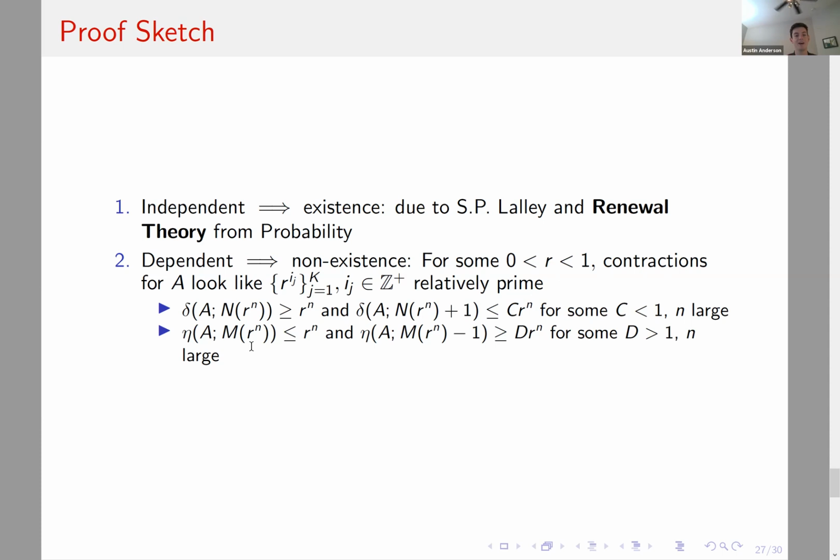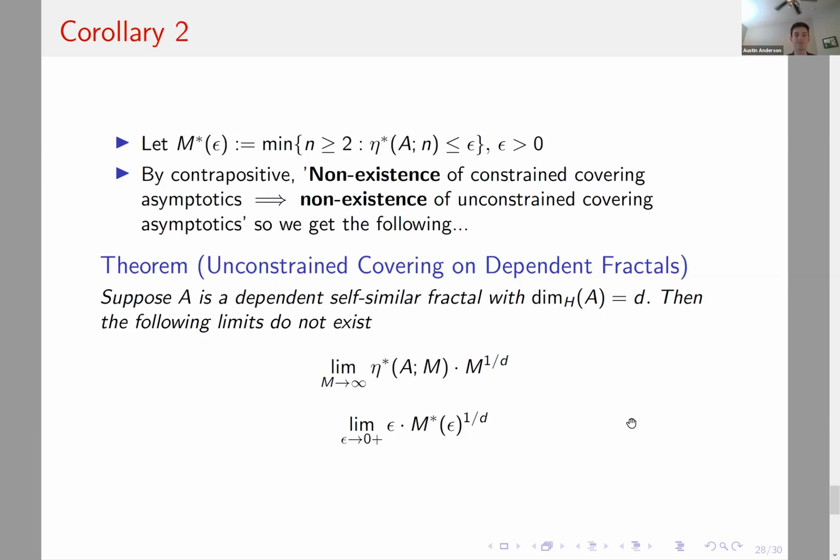And for the dual problem for constrained covering, you basically just replace N of R_n by M of R_n, and instead of adding a point, you subtract a point and you flip the inequalities, and your c now, instead of being less than 1, is some d greater than 1. So the duality between these two quantities really helped a lot in developing the proof for the constrained covering case.